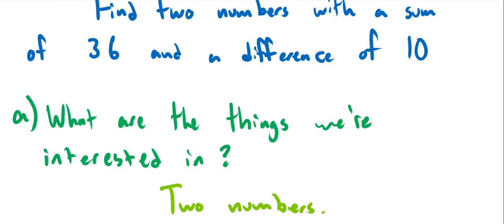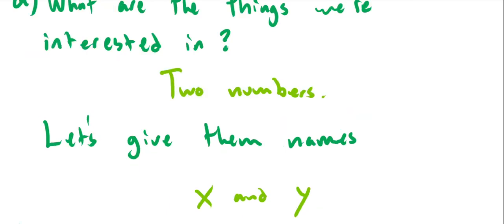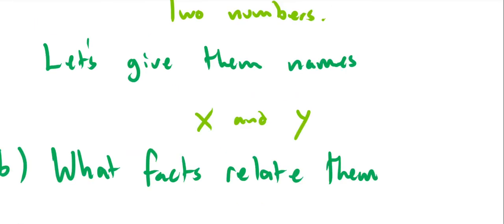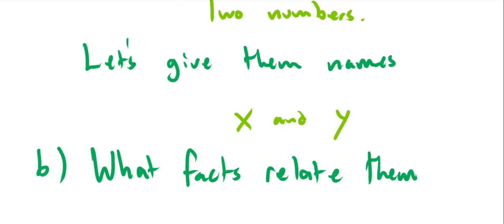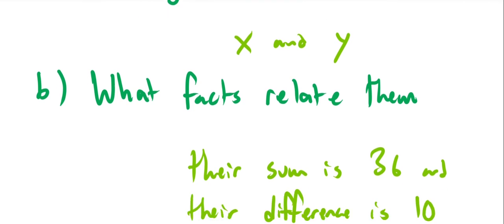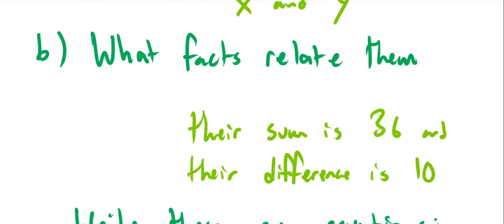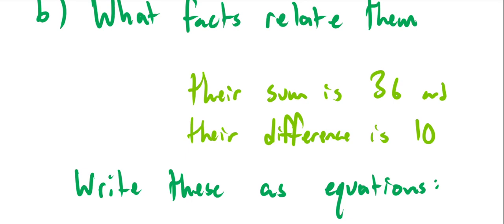So first think about the things that we're interested in. We are asked to find two numbers. It's worth giving them names right off the bat. Let's call them X and Y. Perfectly good names for a variable. You could choose A and B, alpha and beta, whatever you like. Now we have to think about what facts relate those numbers together. We know their sum is 36, and we know their difference is 10. How do we write those down as equations?